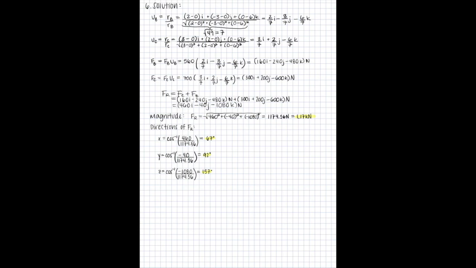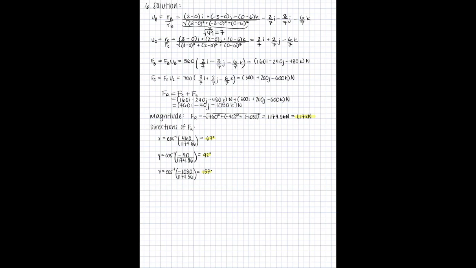Then we are able to solve for the force, so we multiply unit vector B times the force of B, and that gives us 160i minus 240j minus 480k newtons. Then we do the same thing for force C, which would be 700 times 3 over 7i plus 2 over 7j minus 6 over 7k, which gives us 300i plus 200j minus 600k newtons. Then to solve for the resultant force, we just add those two, which gives us the final answer of 460i minus 40j minus 1080k newtons.